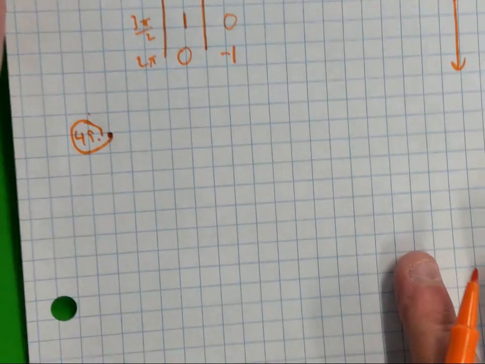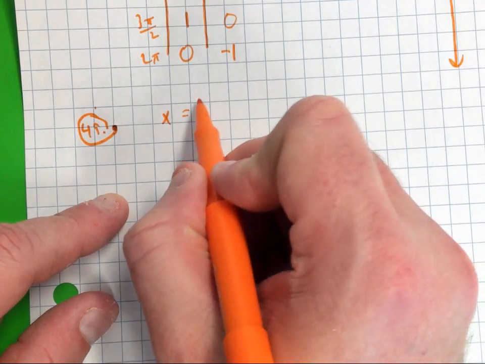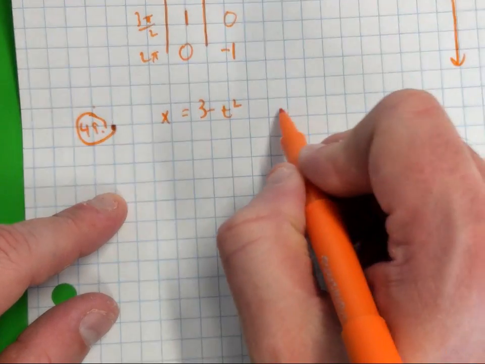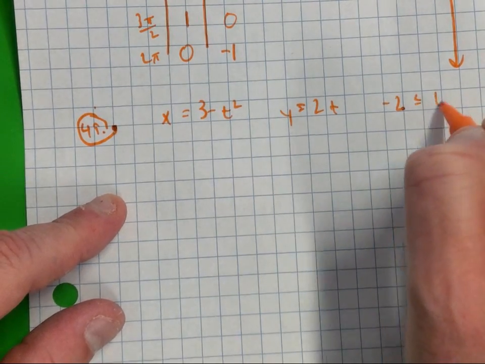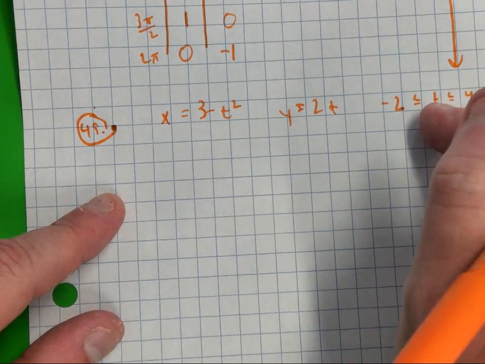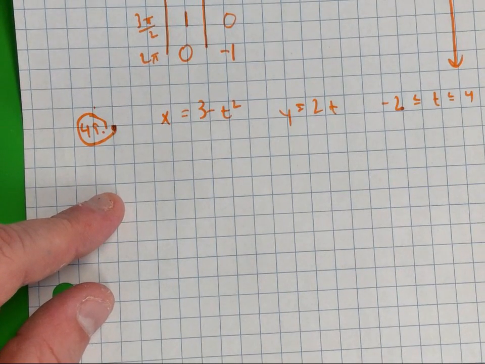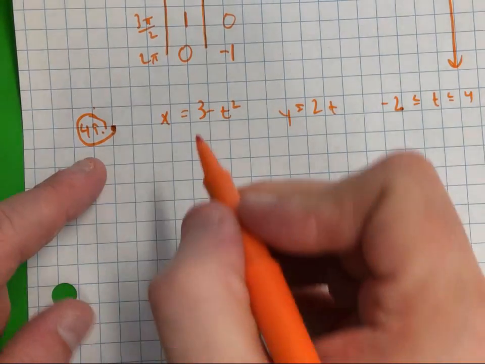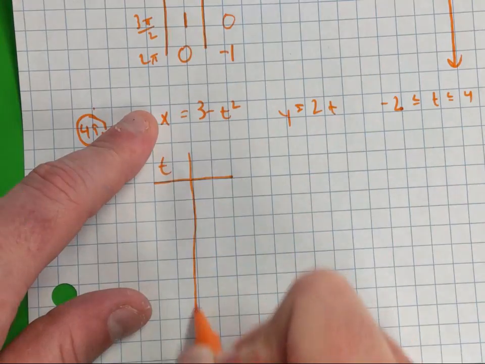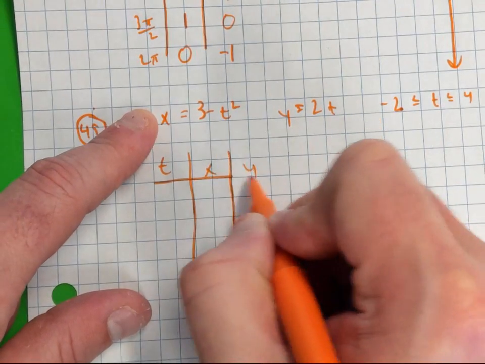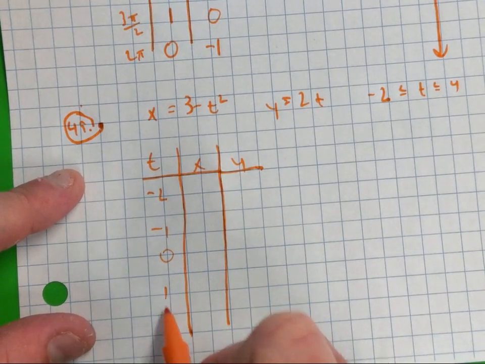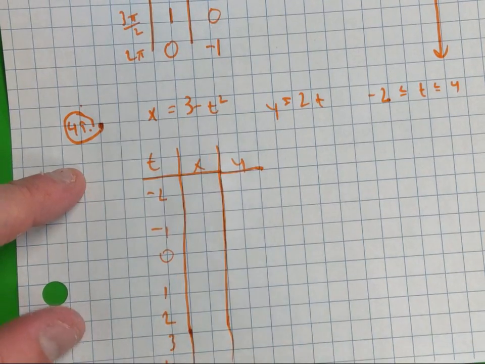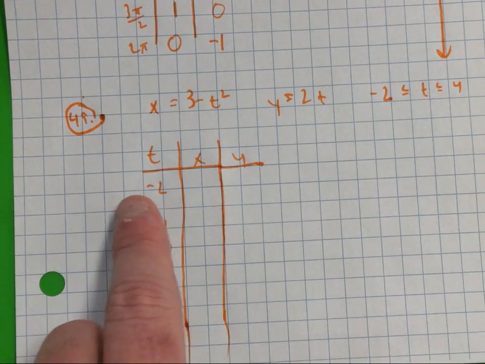Okay, 49. X equals 3 minus t squared, y equals 2t. And we want to know what's going on from negative 2 seconds to 4 seconds. This negative 2 is talking about 2 seconds before the projectile was released. All right. So negative 2, negative 1, 0, 1, 2, 3, 4. A lot of points here. Now you're smart, you can do this.